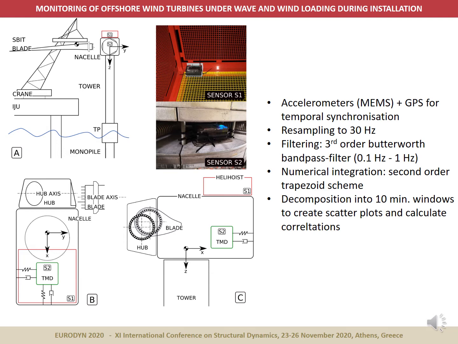Throughout the execution of the wind farm installation, a tuned mass damper, or short TMD, was installed in the nacelle of each turbine undergoing installation to reduce the relative motion seen between blades and rotor. In order to measure the behavior of the tuned mass damper, an additional sensor was placed on the mass of the tuned mass damper. This sensor is denoted as S2.